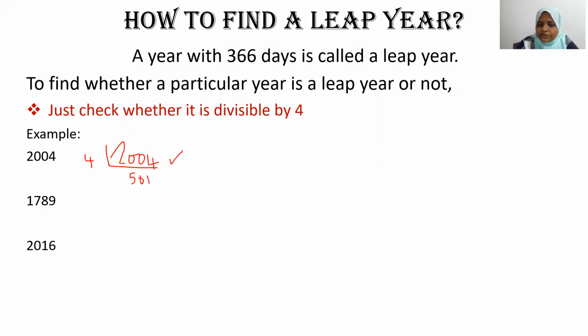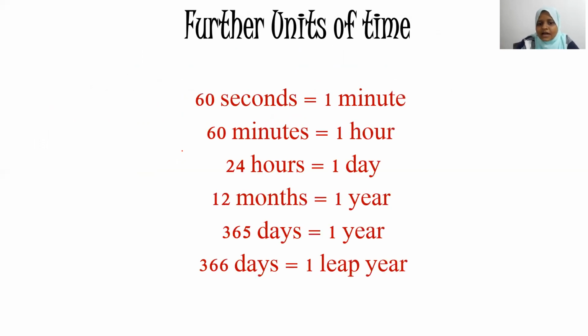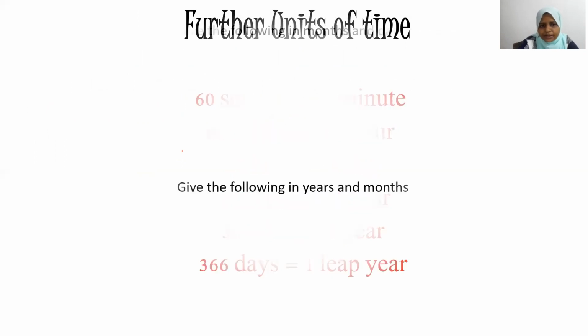So like this, you divide and check. If it divides exactly by 4, it is a leap year. If not, it's not. Simple as that. And then we'll move to the next one. Like I told you, there are further units of time like seconds, minutes, hour, day, months, year, leap year. These are the simple things that you have to memorize and keep in mind. These are not very difficult, and in day-to-day life we use this, like 60 minutes, 1 hour and all that. So we'll see how we are going to apply this in the question.